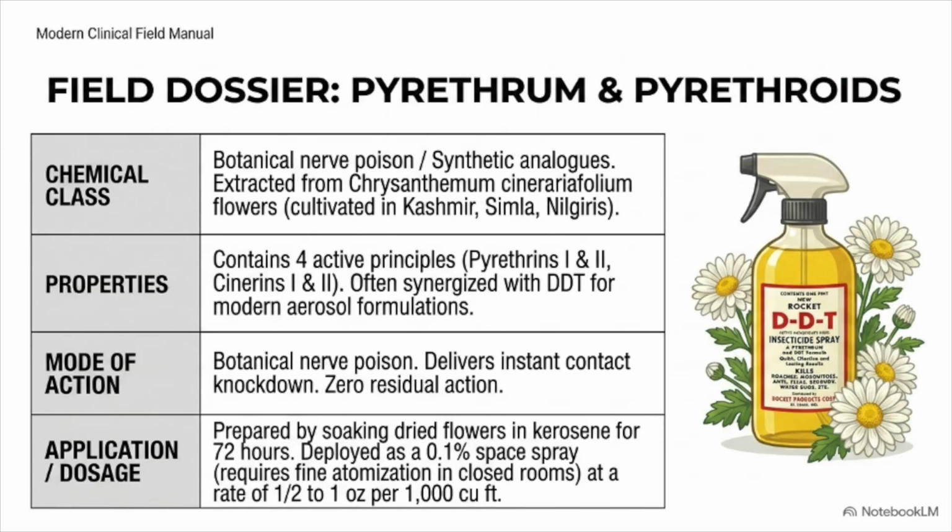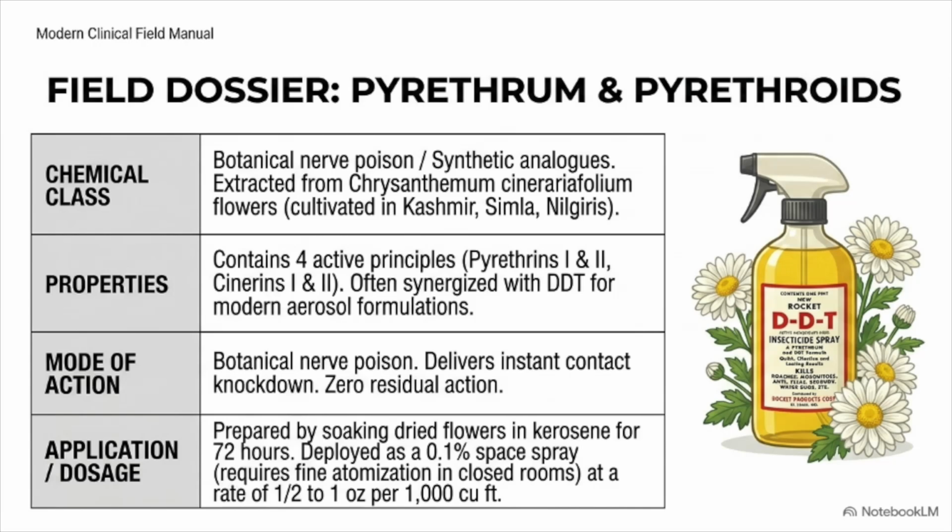Pyrethrum and pyrethroids belong to the botanical nerve poison class, or their synthetic analogues, extracted from Chrysanthemum cinerariaefolium flowers cultivated in Kashmir, Simla, and the Nilgiris. They contain four active principles: pyrethrins 1 and 2 and cinerins 1 and 2, and are often synergized with DDT for modern aerosol formulations. As a botanical nerve poison, they deliver instant contact knockdown with zero residual action.